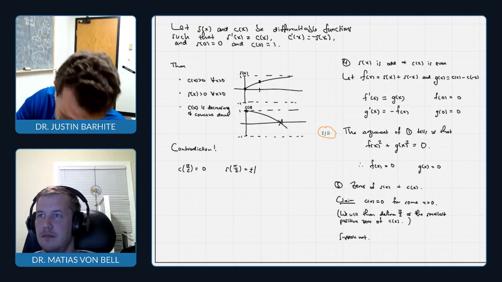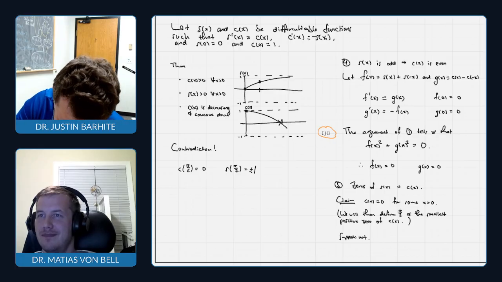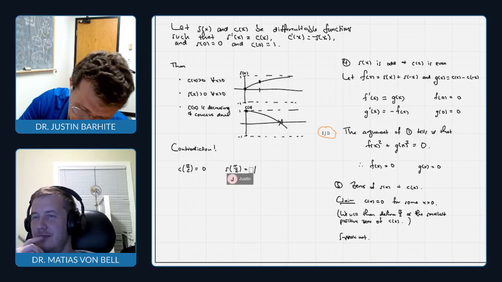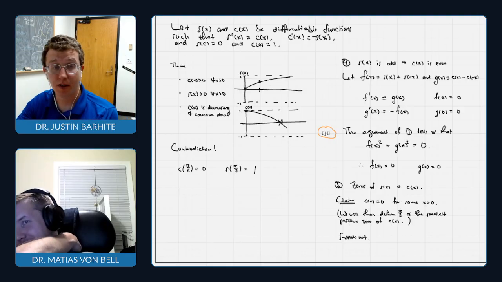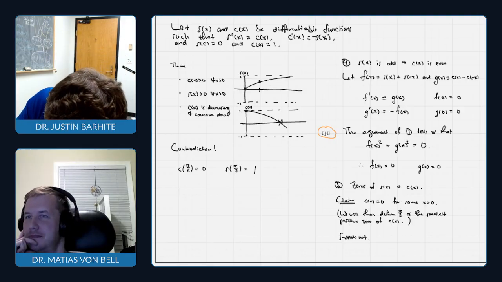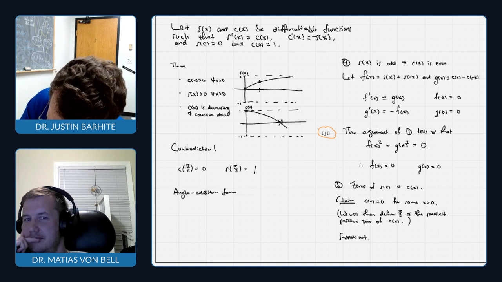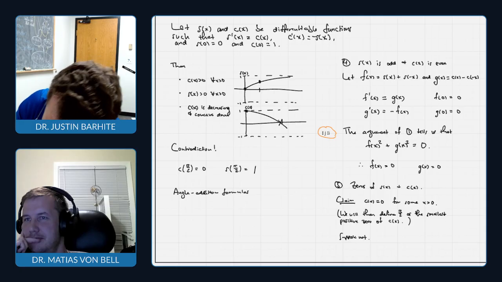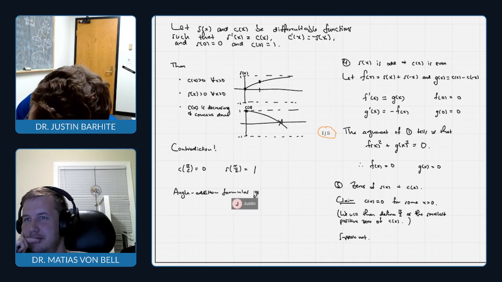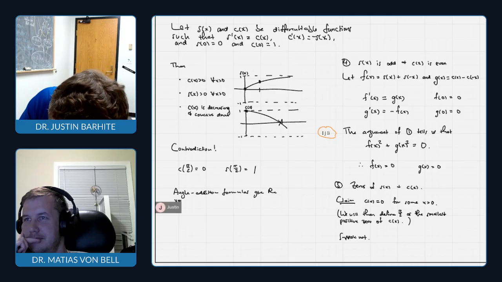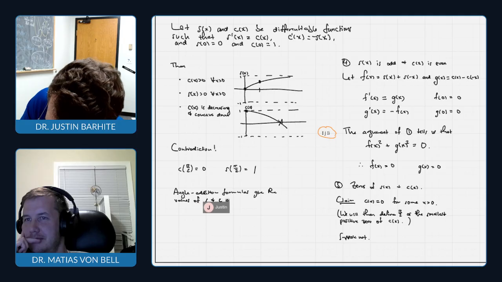Plus or minus 1. Thanks for filling that in. Of course, we walked through the argument that it actually is positive 1. Okay. And now the angle addition formulas give the values of S and C at all integer multiples of pi over 2.